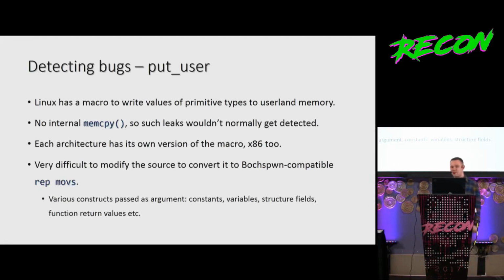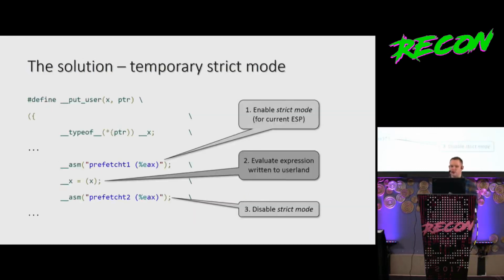And it's very difficult to modify this macro to use rep movsb or some other kind of instruction, because the constructs that are passed to this macro are very different in nature. They are constants, variables, structure fields, function return values, and stuff like that. So what I did instead is that I modified the Linux kernel in this way. I added 2 instructions before and after evaluating the expression that is being copied to user mode.